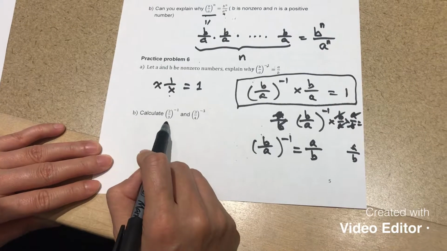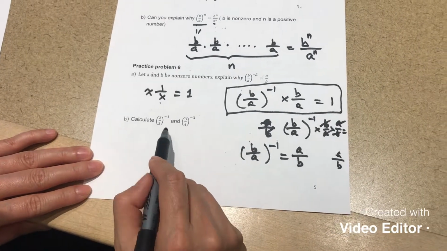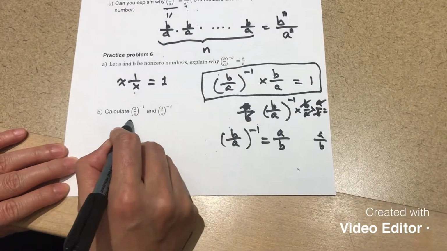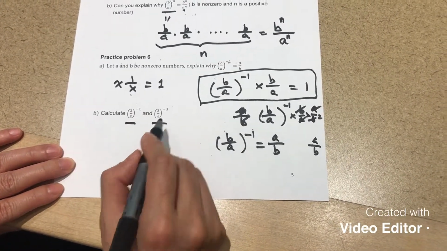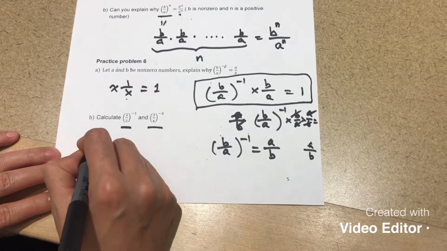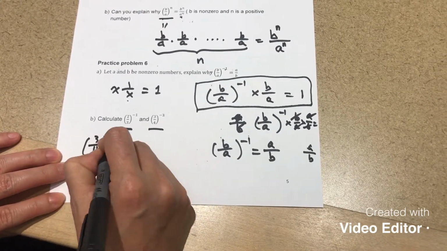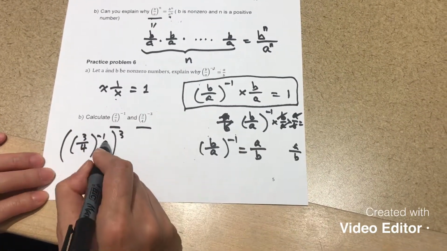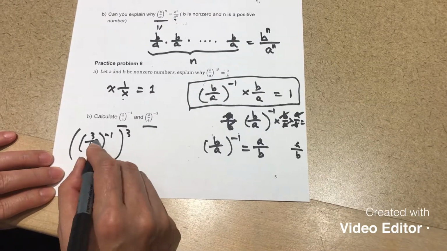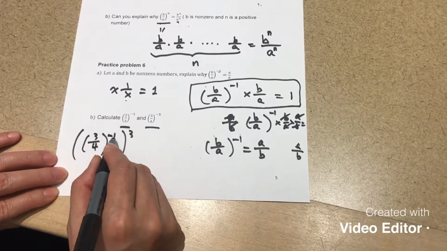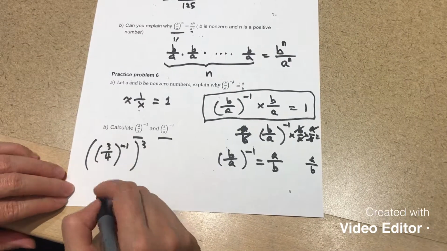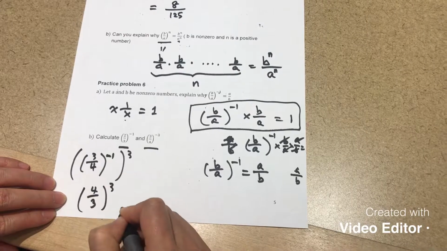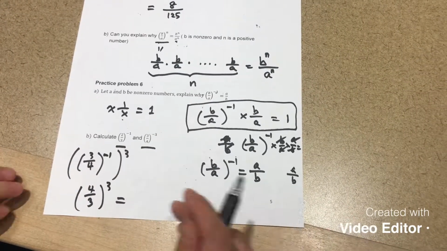B, calculate 2/3 to the power of minus 1 and 3/4 to the power of negative 3. We'll leave the first one for the students. The second one, again, we can look at as 3/4 to the minus 1 power and then to the power of 3. So we do the first one first. The exponent of minus 1 is basically the reverse of this number. So inside would be 3 over 4, to the power of 3. This would be quite easy for the students to solve.